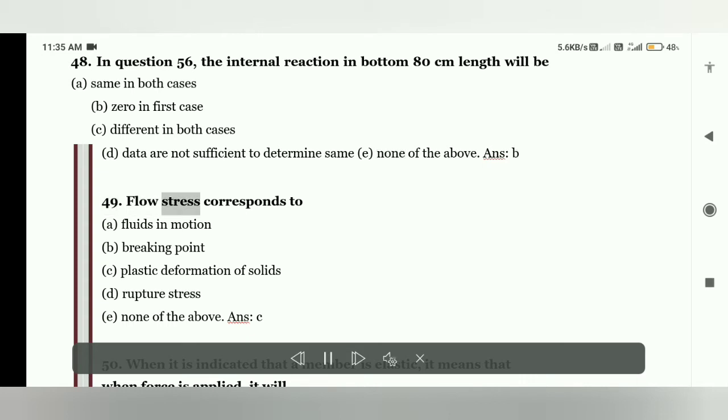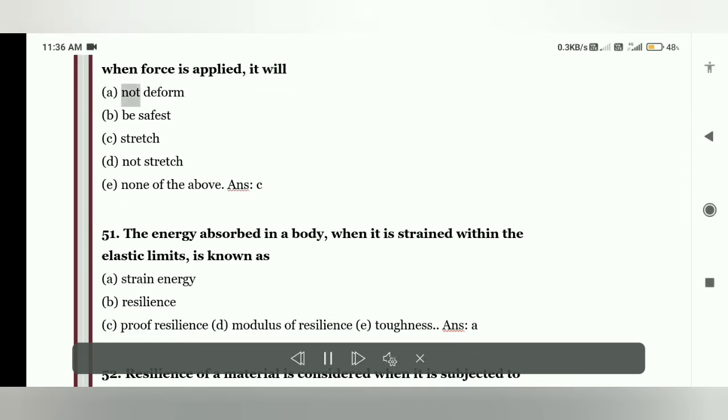49. Flow stress corresponds to: fluids in motion, breaking point, plastic deformation of solids, rupture stress, none of the above. Answer C. 50. When it is indicated that a member is elastic, it means that when force is applied, it will not deform, be safest, stretch, not stretch, none of the above. Answer C.